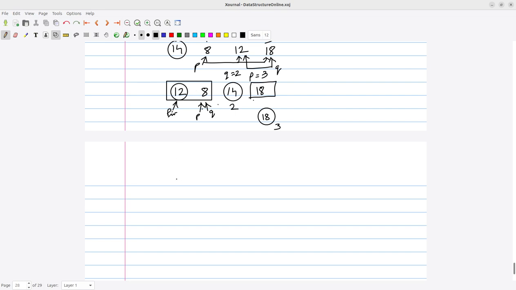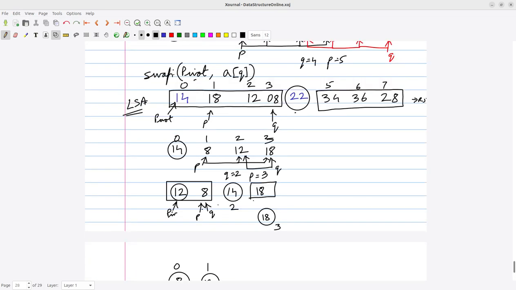Right now there are only two elements, so we get 8 and we get 12. 12 as index 1, and 8 being the only element, so this element is also sorted. If you look into the array, we have elements fixed at index 0, 1, 2, 3 and index 4. At index 4 we have 22. Then we focus on the right subarray. The right subarray consists of 36, 34, 36 and 28.